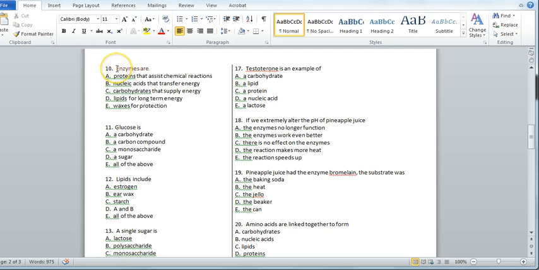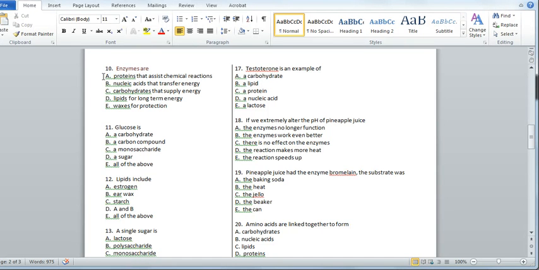Okay, enzymes are proteins that assist chemical reactions, nucleic acids that transfer energy, carbohydrates that supply energy, lipids for long-term energy, waxes for protection. Okay, they're proteins, of course. And here's an extra question. What do enzymes usually end in? ASE, like maltase, of course. Okay.